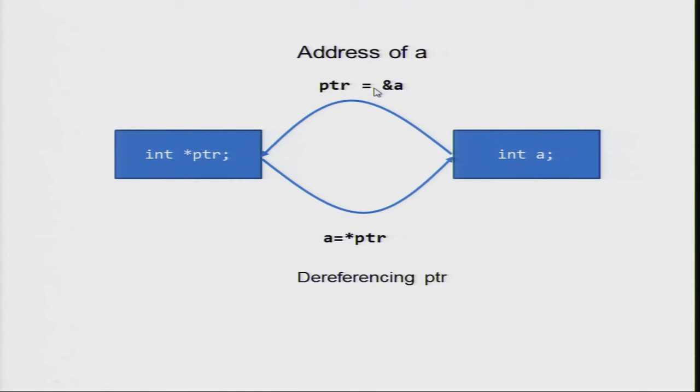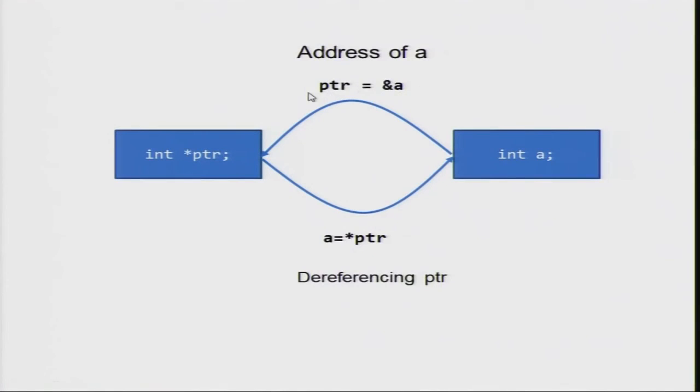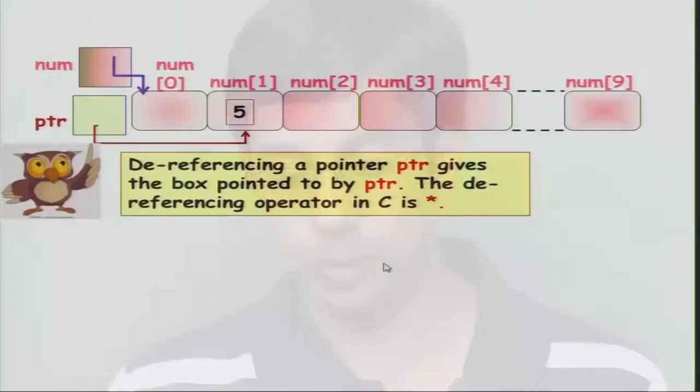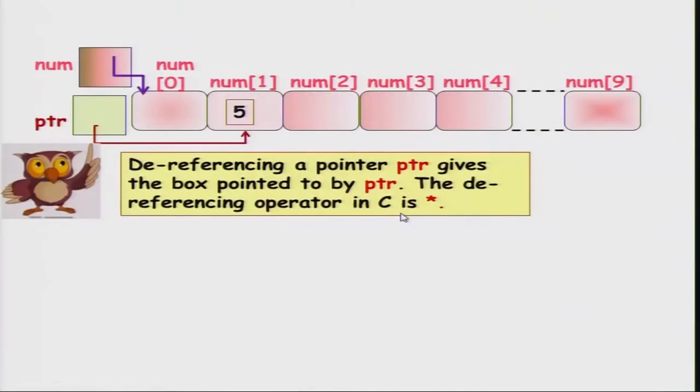So, the address operator takes an integer variable and stores the address in a pointer. The dereferencing operation takes a pointer, looks up that address and stores the value in a. So, you can visualize the AND operator and the star operator as sort of reverse operations of each other. AND takes an integer and takes the address of that, star takes a pointer and takes the value of the address pointed to. Dereferencing a pointer therefore gives you the value contained in the box pointed to by the pointer. The dereferencing operator is star.